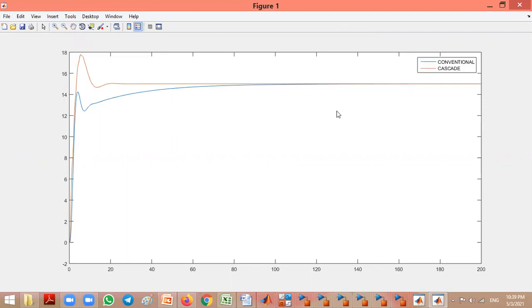Okay, so the red is cascade, it settles earlier. Blue is PI, it settles later. Okay, so with this your experiment is getting completed. So you can edit the graph using the usual procedure. Okay, in the previous experiments I have shown, follow the same procedure and complete the experiment. Okay, thank you, all the best completing the experiment. Thank you, all the best.